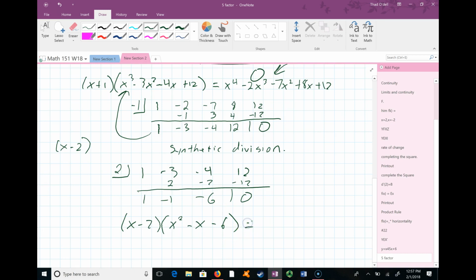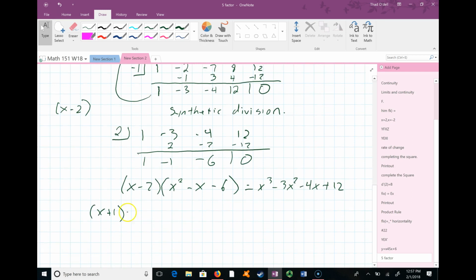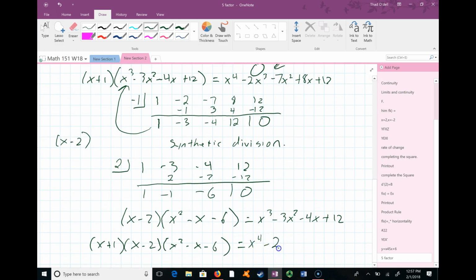So again, what I'm saying is that x minus 2 times this is equal to 1x cubed minus 3x squared minus 4x plus 12. But keep in mind, this came from that up there. So really, the ultimate thing I'm saying is that x plus 1, because of this factor up here, times x minus 2, because of that, times x squared minus x minus 6 is equal to my original polynomial, which was x to the 4th minus 2x cubed minus 7x squared plus 8x plus 12.